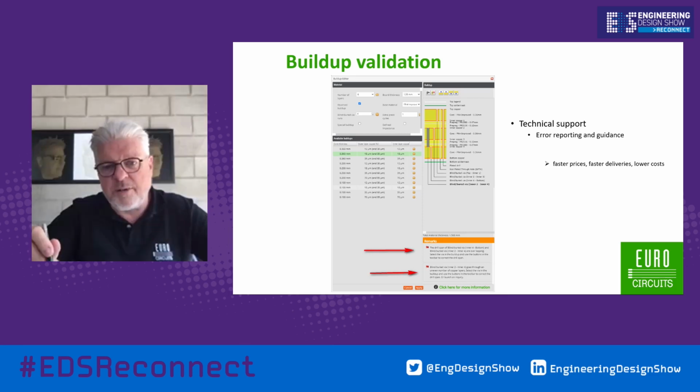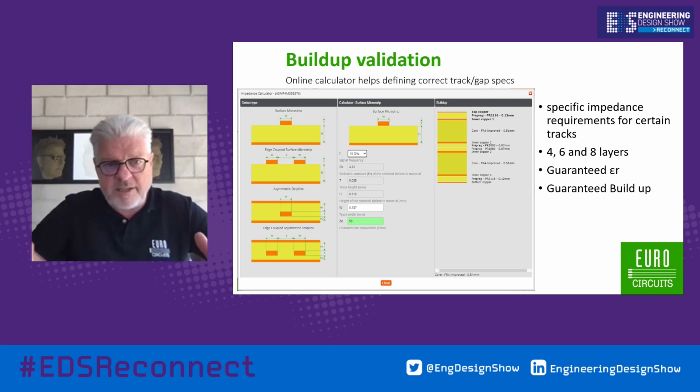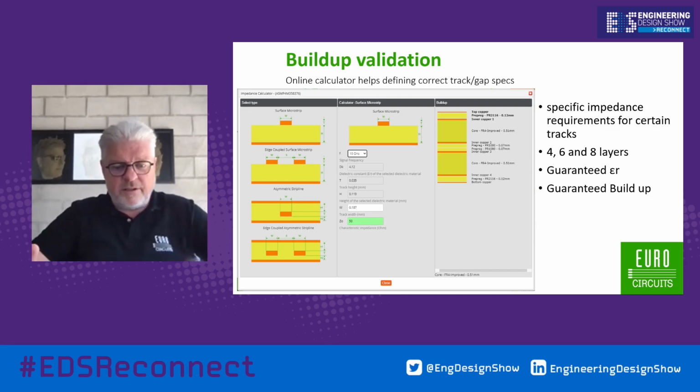Here is an example of a buried via which we, for instance, would not be able to produce. And then the system tells you in the remarks, this is not possible. Another thing that we brought in is in the build-up validation is special build-ups for making defined impedance cards. Also there you can design whatever you like with info you find on the internet, but that doesn't mean that your manufacturer can produce it.